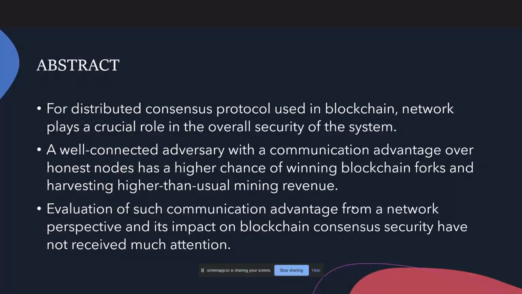For distributed consensus protocols used in blockchain, the network plays a crucial role in the overall security of the system. A well-connected adversary with a communication advantage over honest nodes has a higher chance of winning blockchain forks and harvesting higher than usual mining revenue. Evaluation of such communication advantage from a network perspective and its impact on blockchain consensus security have not received much attention yet.